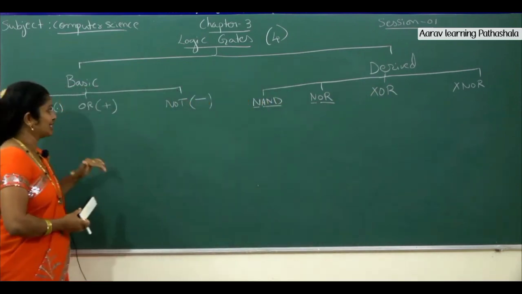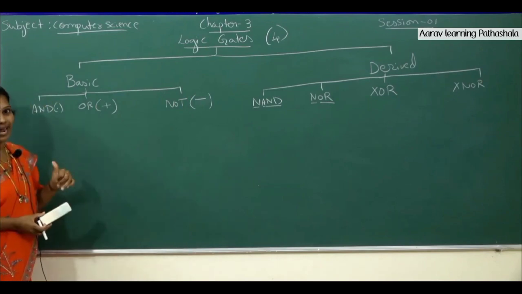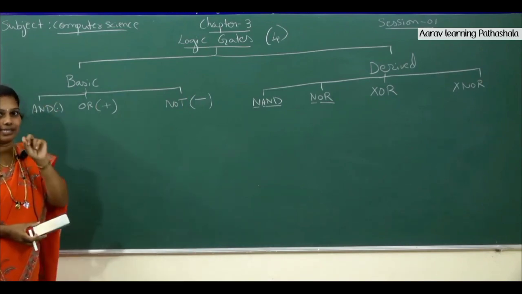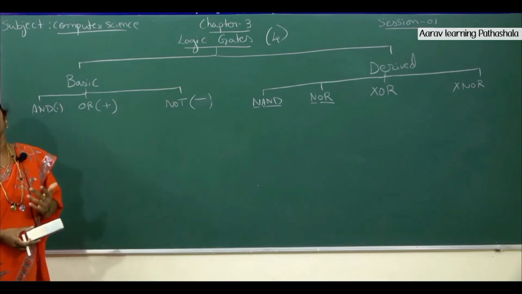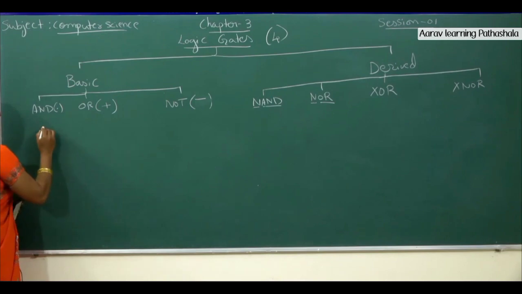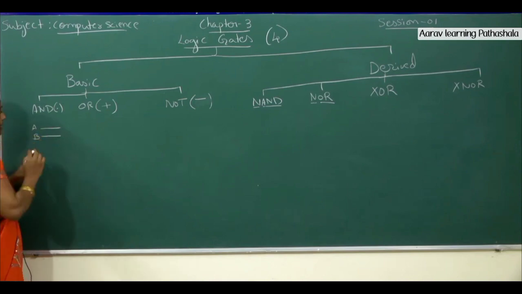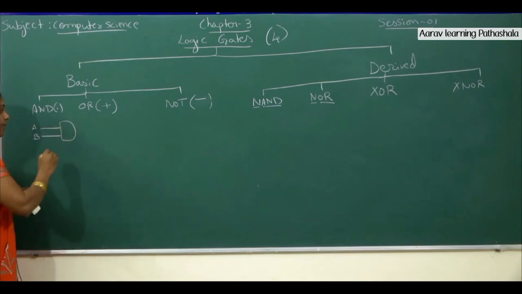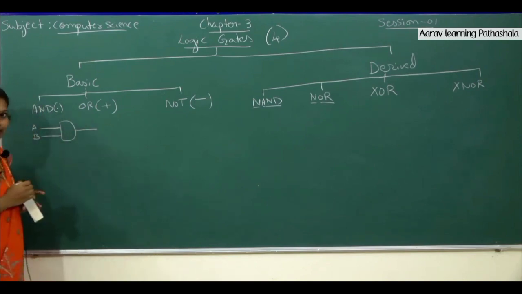First, one by one we will discuss. First we will discuss AND gate. In the beginning I told you that in AND gate we use the dot operator to represent the operation. To draw it, we use a D-shape symbol. See, first it requires minimum 2 inputs. For example, A and B are the 2 inputs. To represent this, the symbol is D shape. At the end, one single line.